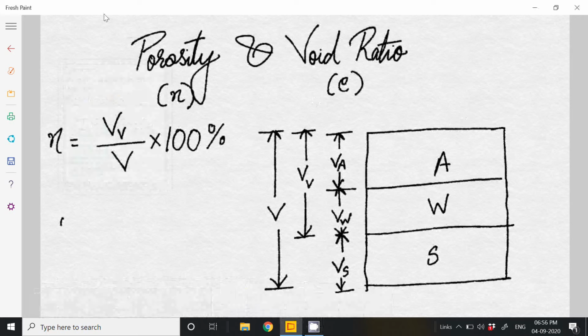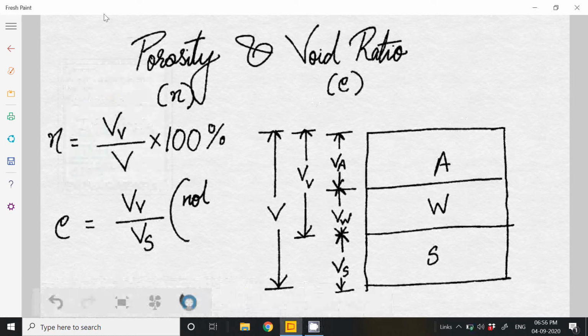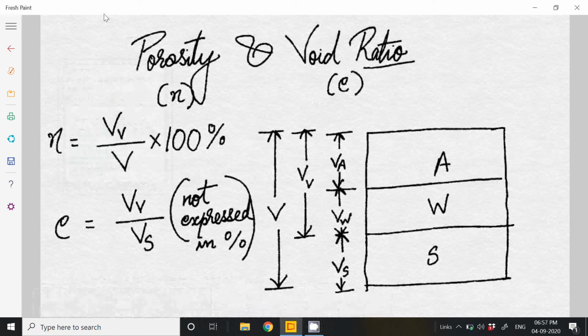and void ratio is volume of voids by volume of solids. Now you can see here, this void ratio is not expressed in percentage because the name itself is called void ratio. Then let me tell you one more thing.